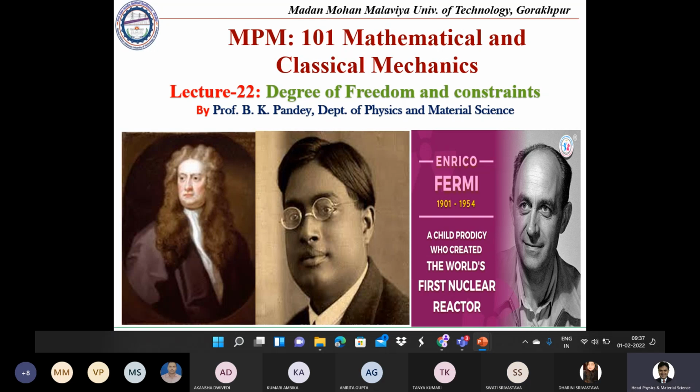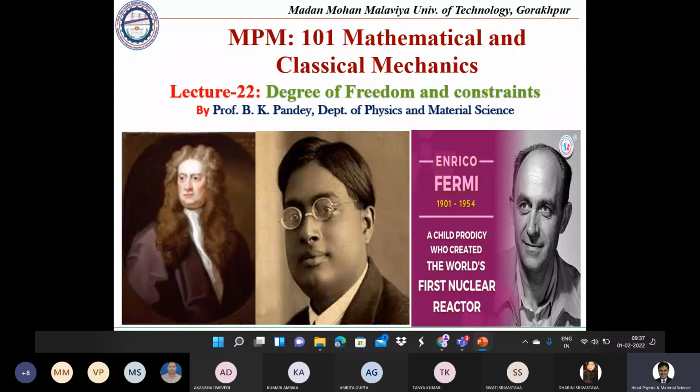Any other student? Let me know what do you mean by degree of freedom? So it is the number of independent ways by which a system can move without violating any of its constraints. Achha. So what are the constraints? Anybody else except Swati? So limits, restrictions. So constraints are the limitations of motion of a system.